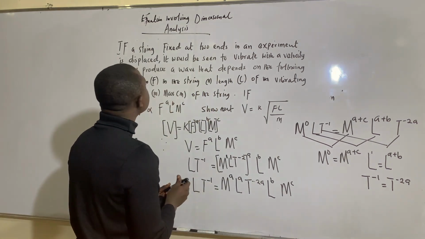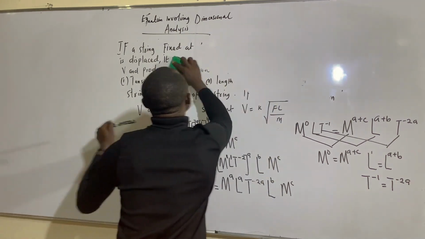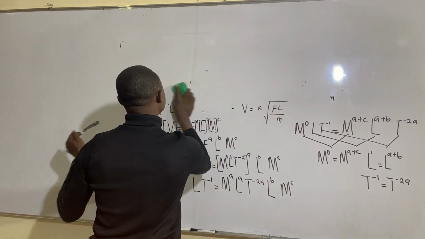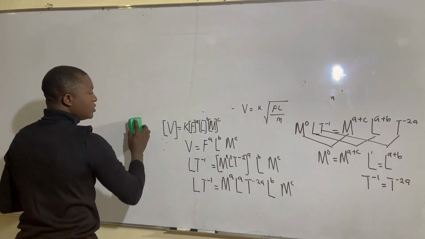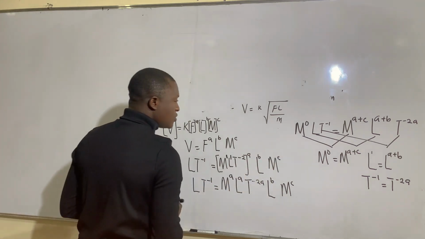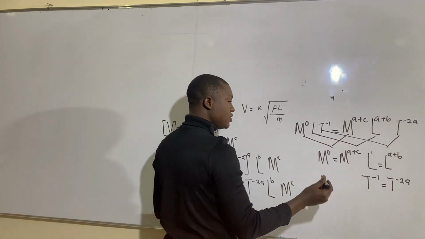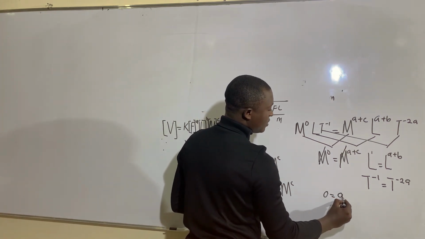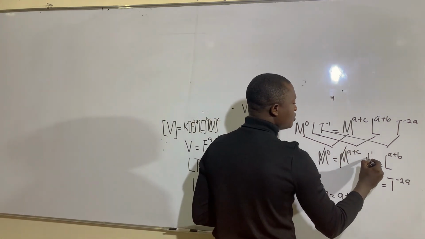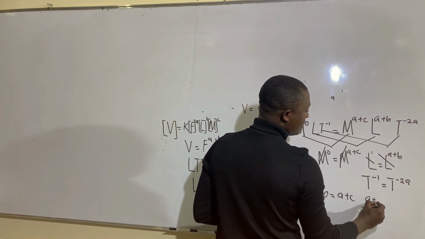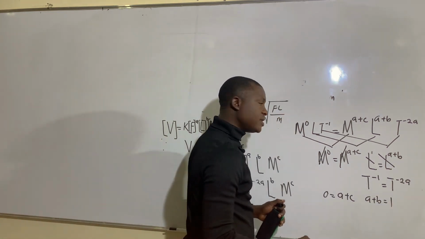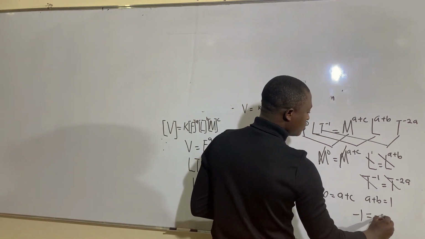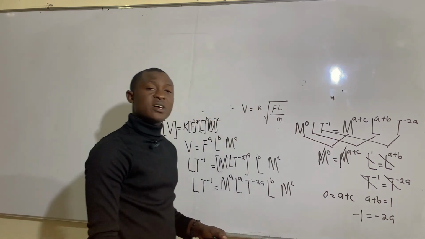Let's see the next step so that we know what is needful. Now, if M cancel M here, just like I said earlier, since the bases are the same, what we have here is 0 is equal to A plus C. That's the first one, right? So if L cancel L here, I can have A plus B is equal to 1, right? At the same time, if T cancel T also, I can have -1 is equal to -2A. So we have gotten out the three values.